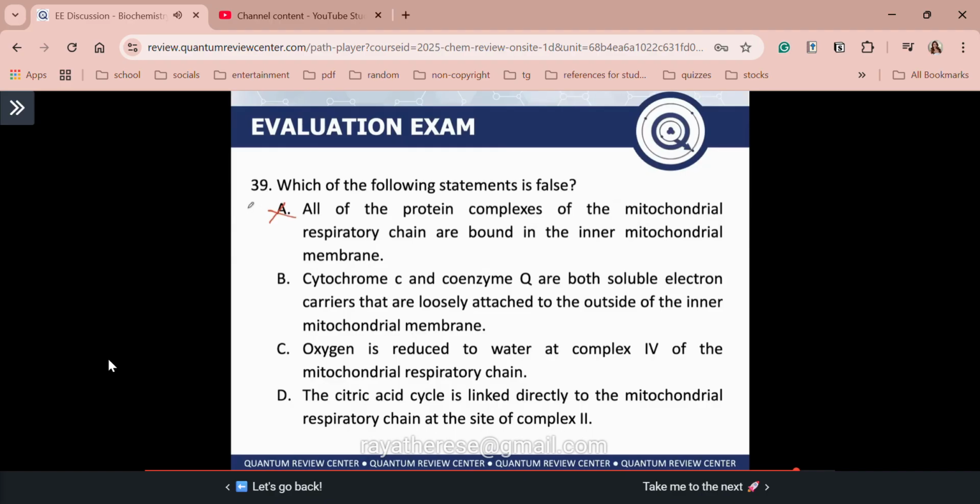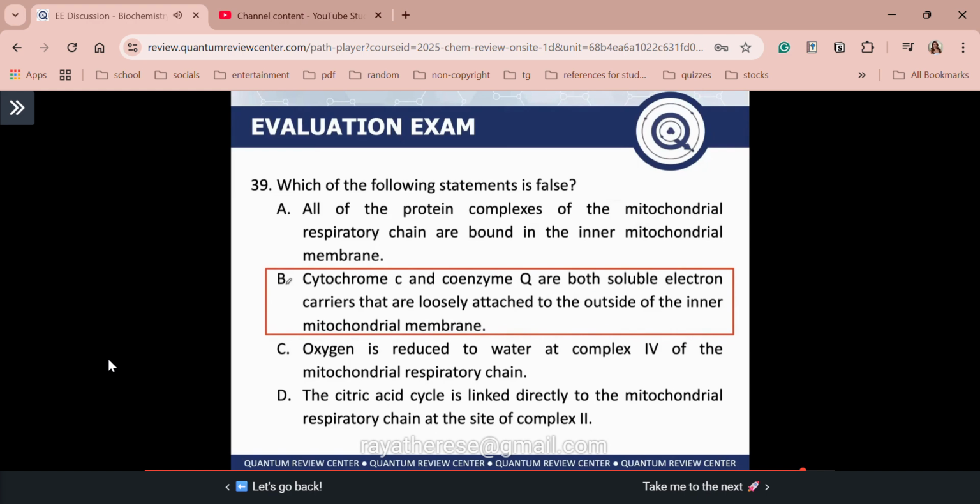Oh letter B, cytochrome C and coenzyme Q are both soluble electron carriers that are loosely attached to the outside of the inner mitochondrial membrane. Class, it's true that they are loosely attached. But is it true na both of them are soluble? Remember, si cytochrome C, water soluble, okay? However, si coenzyme Q, lipid soluble. So meaning they are different in terms of their solubility. Sir, incorrect po ba si letter B? Yes, false statement po siya. That's why it's our correct answer here. Okay, so again class, false statement si letter B.